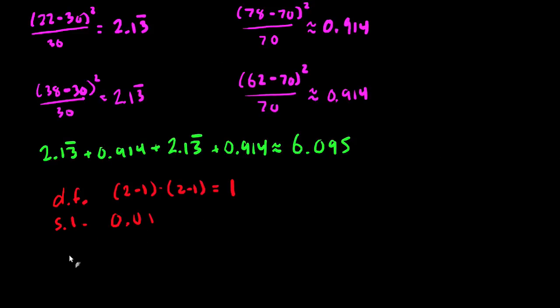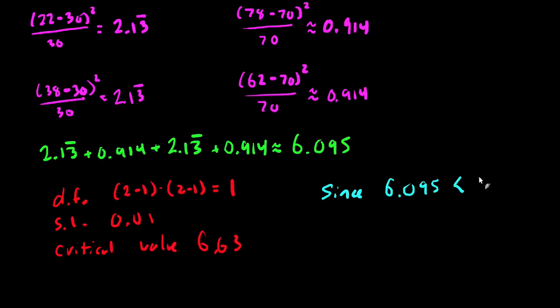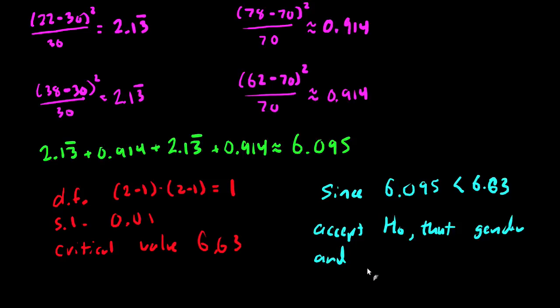Critical value 6.63. And now I can wrap this all up. Since my calculated chi-squared value, 6.095, is less than 6.63, my value is less than the critical value, we are going to accept the null hypothesis that gender and color preference are independent.